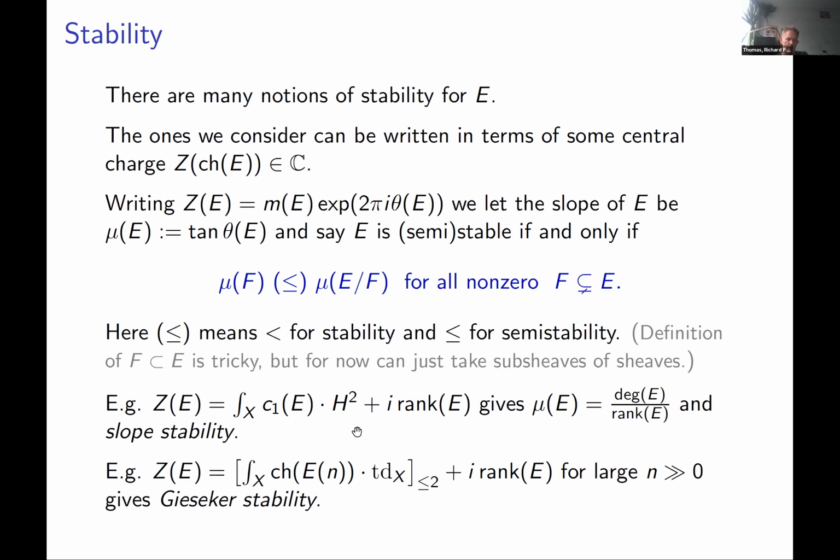And another one, which is a bit artificial, is Gieseker stability, where you take the rank as your denominator, and your numerator is roughly the thing which via Riemann-Roch corresponds to the number of sections of E when you twist up by a large N. But it's not quite that. You throw away the leading term, which is the rank, and then you get this polynomial here. Okay, but if you think about the first example, you won't go far wrong. That's the standard notion of Mumford slope stability.